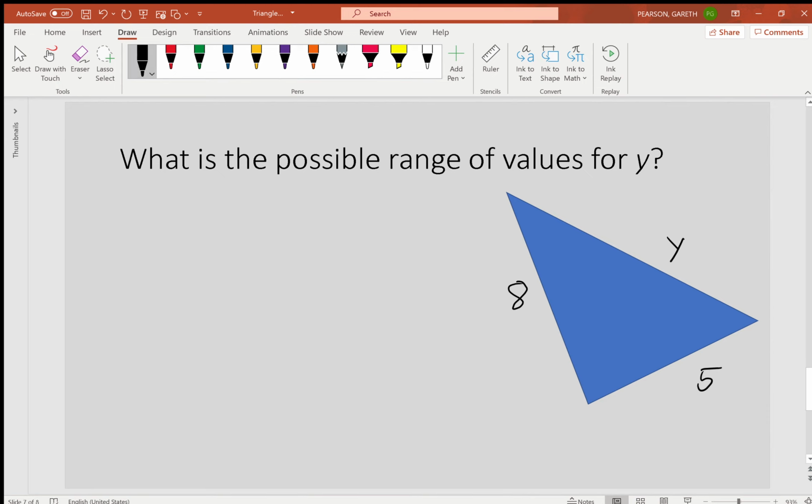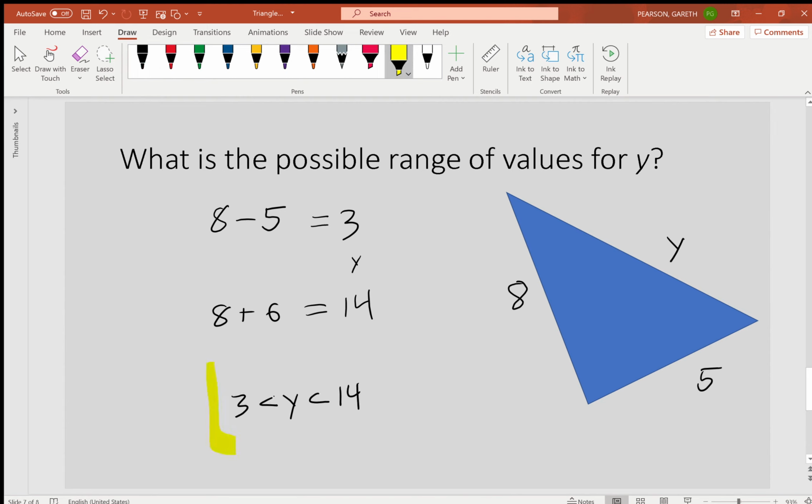Okay, so we're going to subtract the two values we've been given, then we're going to add them. 8 minus 5 is 3, 8 plus 6 is 14. So the value of y has to be in between 3 and 14. So it has to be bigger than 3, but less than 14. That's how you would give your answer. It's a really simple, quick, easy trick.